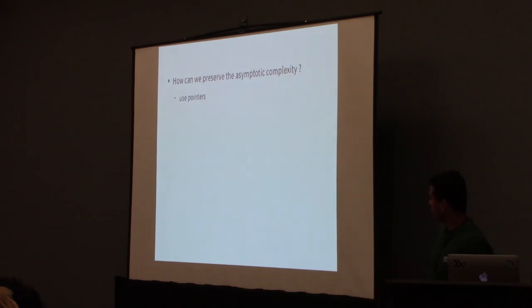So the way we fix this is by using pointers. You might complain that I started my talk by saying that pointers are bad and you shouldn't use them. But when you use them in a limited way like this, you get the best of both worlds. You get the performance benefits of serialized data types, and you can use pointers in some of the corner cases to maintain the asymptotic complexity.